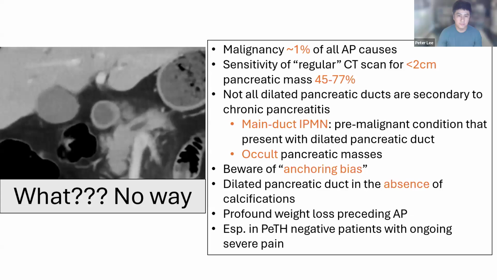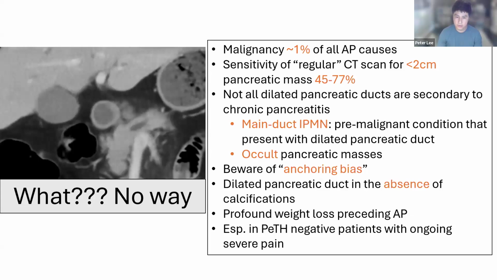Let's go through the literature. So malignancy, you have to remember, is 1% of all AP causes. Sensitivity of a regular CT for masses that are less than 2 centimeters can be as low as 45%, meaning up to 55% of true cancers can be missed on CT. Not all dilated pancreatic ducts are secondary to chronic pancreatitis. You have to remember pre-malignant conditions like main duct IPMN, which is very difficult to diagnose, can also present with AP and dilated pancreatic duct.